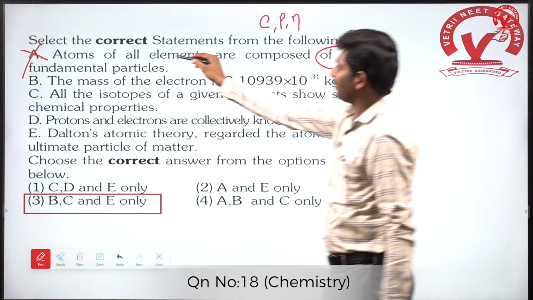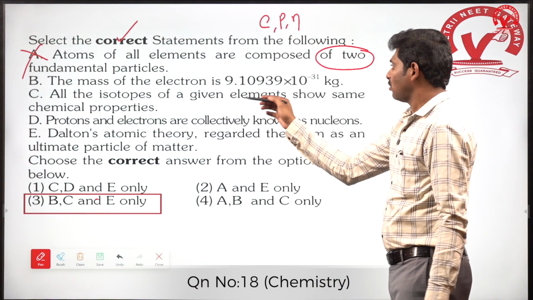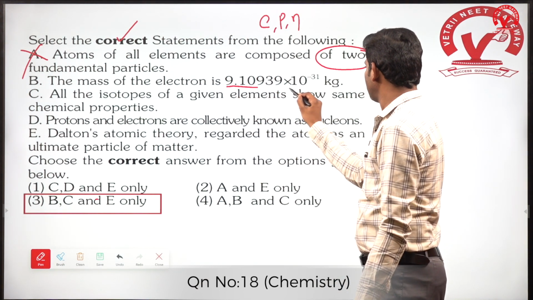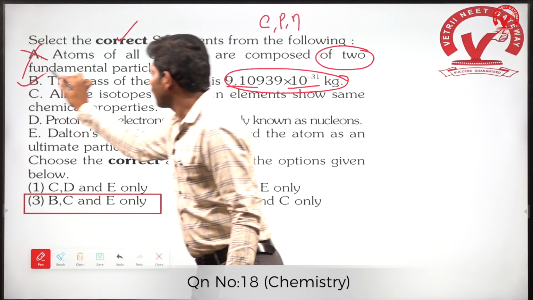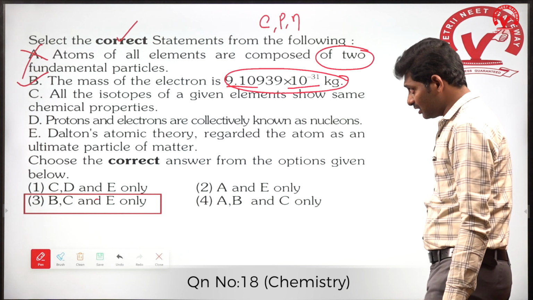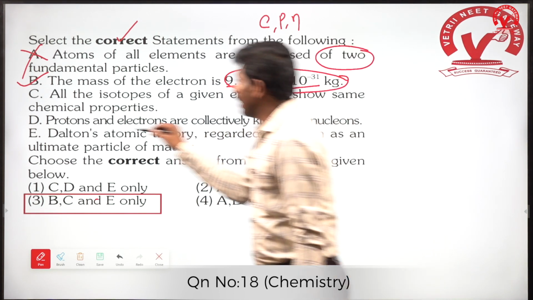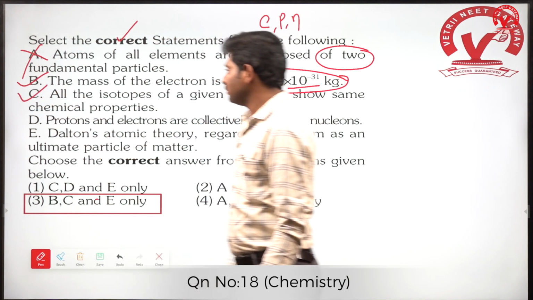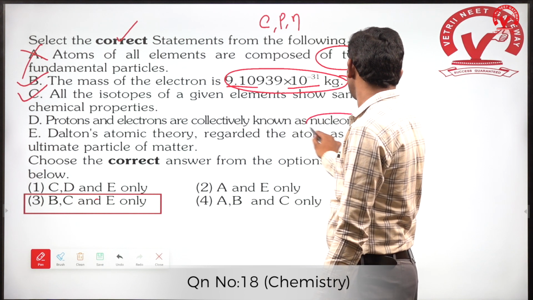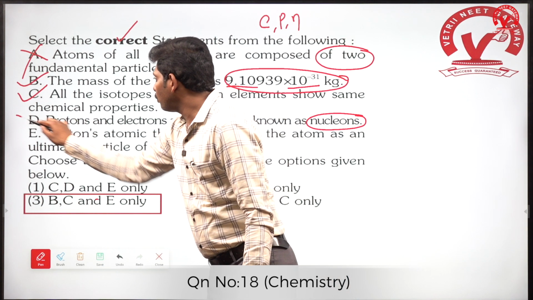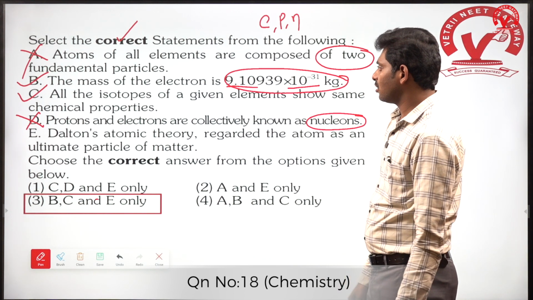They are asking for only the correct statements. Second statement: the mass of the electron is 9.10 into 10 power minus 31 kg. Yes, it is the correct option. B is the correct option. Next, all the isotopes of a given element show the same chemical properties. Yes, it is also a correct option. And protons and electrons are collectively known as nucleons. It is wrong. Protons and neutrons are the nucleons, not electrons. So it is also wrong.